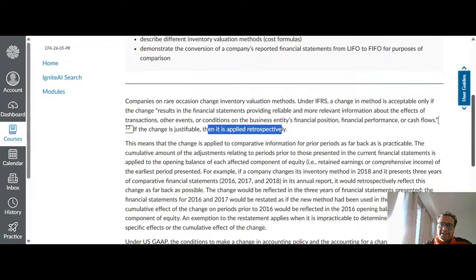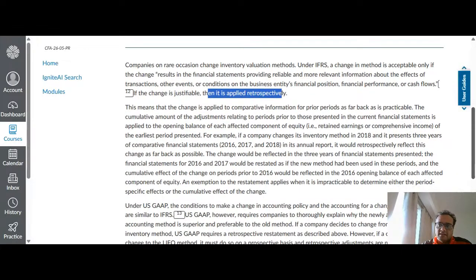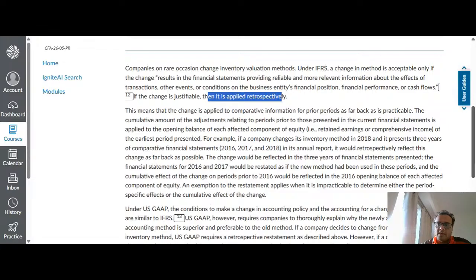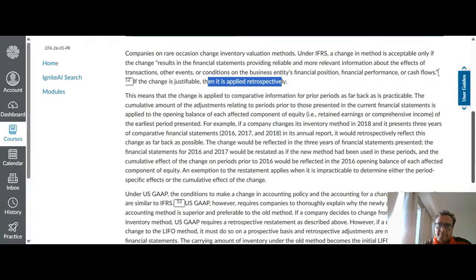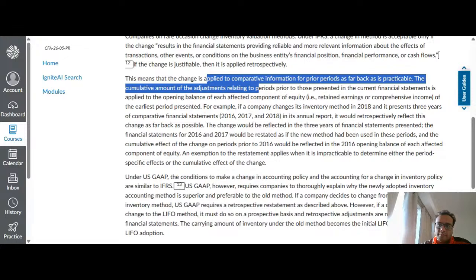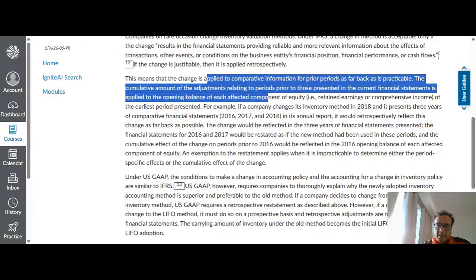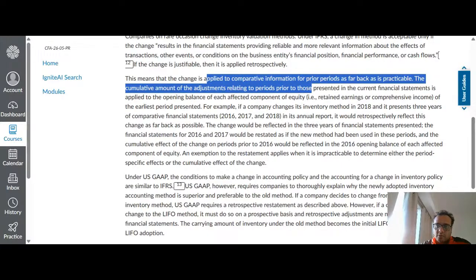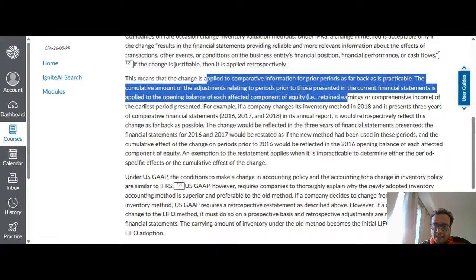अगर आपने कोई change किया तो फिर उसका impact हम लोग को करना पड़ेगा retrospectively. If you are changing a method, then that impact has to be retrospective. This means that a change is applied to comparative information for prior period as far as practicable. The cumulative amount of adjustment relating to the periods prior to those presented in the current financial statement is applied to the opening balance of each affected component of equity.